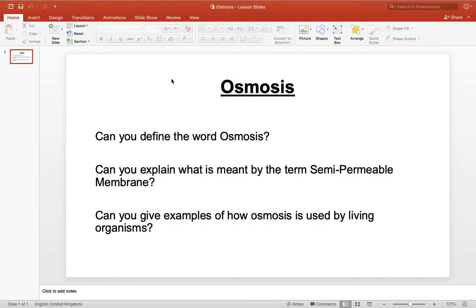Hello and welcome to today's lesson looking at osmosis. In previous lessons we've looked at diffusion and exchange surfaces. Today we need to look at another process known as osmosis.